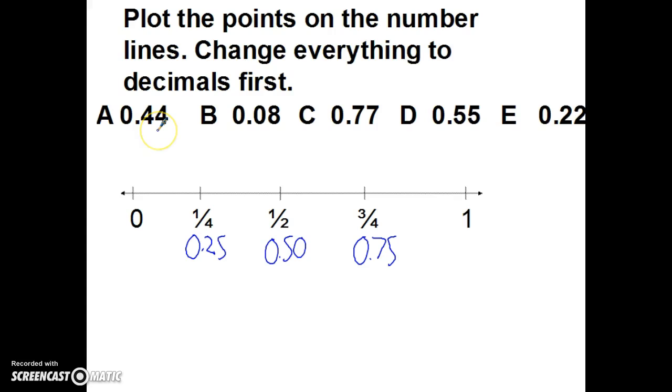So A is 0.44. And just think money, 44 cents is going to be between 25 and 50, somewhere about there. B is like 8 cents, so it should be somewhere over here. C is 77, so it's just barely past there. D is 55, somewhere in there. And E is 22, so it's just going to be a little bit in front of there.